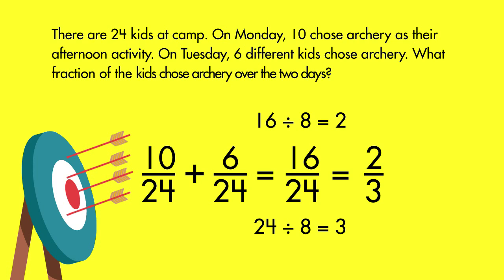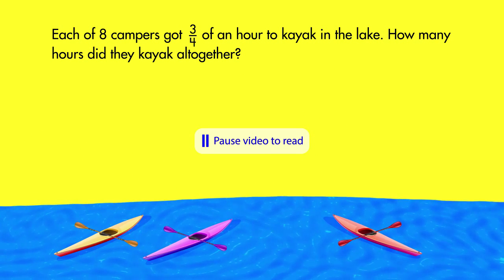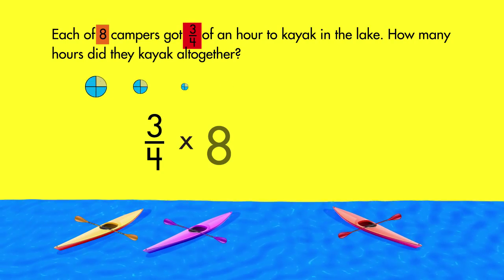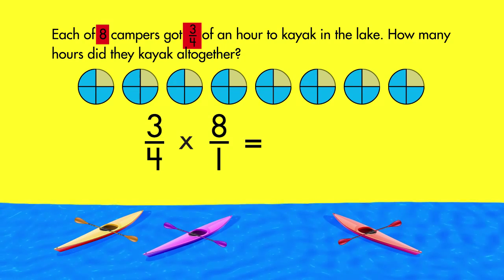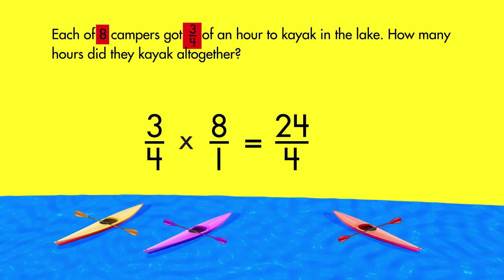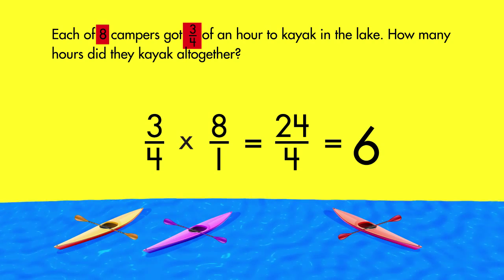Look at another word problem. The kayaking time of 3/4 of an hour is multiplied by 8 campers. To solve, multiply the numerators and the denominators. The product can be changed into a whole number. The campers kayaked for 6 hours altogether.